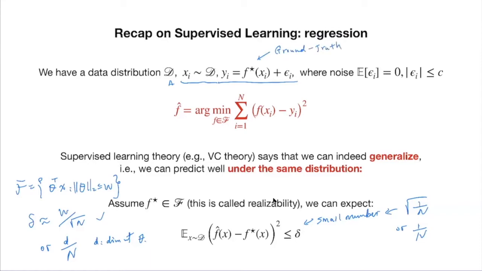So f star is the ground truth. It's unknown. You want to approximate it, right? But you don't get to observe the exact thing. Maybe there's some observation noise or whatever, right? So you observe f star measured at x_i plus a little bit of noise.